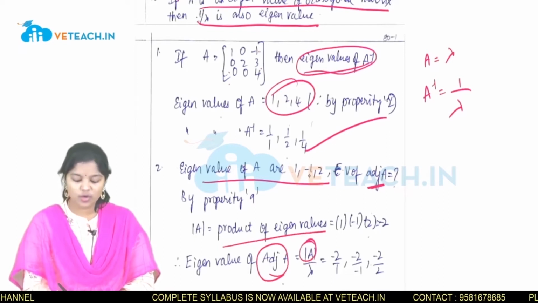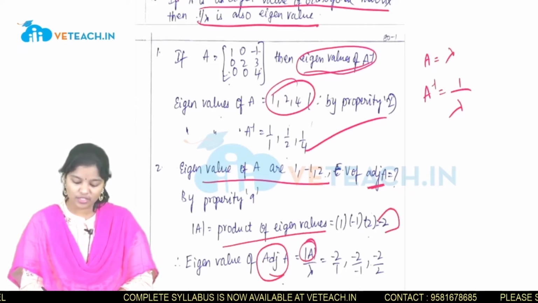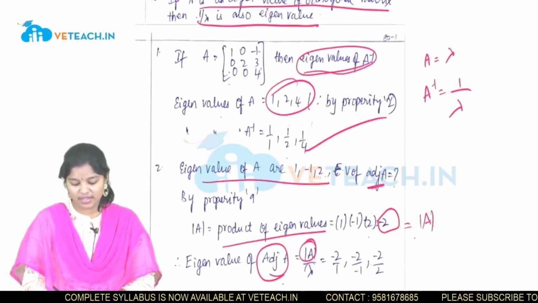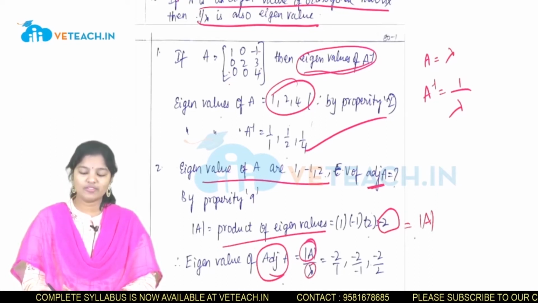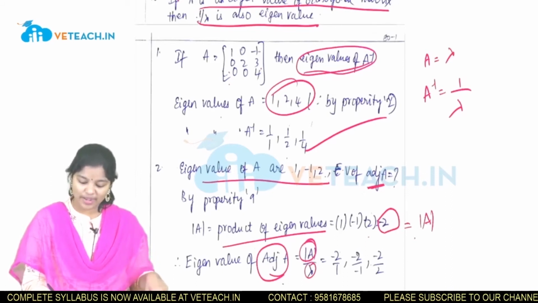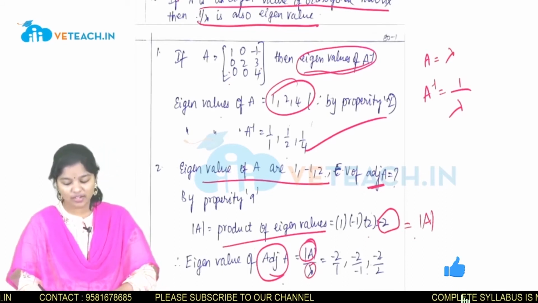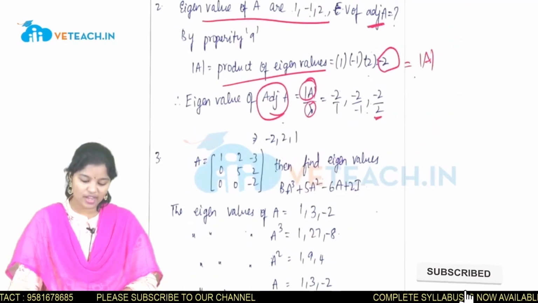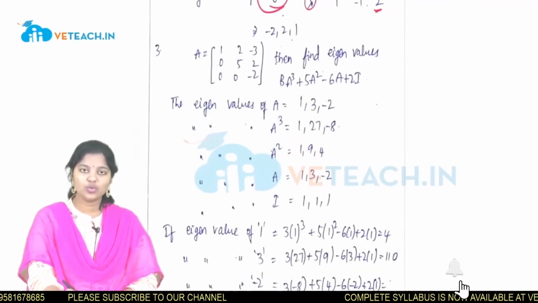1 into minus 1 into 2, we will get minus 2. This is det A. Now det A by lambda. That means minus 2 by 1 is the first eigenvalue, minus 2 by minus 1 will be the second eigenvalue, and minus 2 by 2 will be our third eigenvalue. So the eigenvalues are minus 2, 2 and 1.